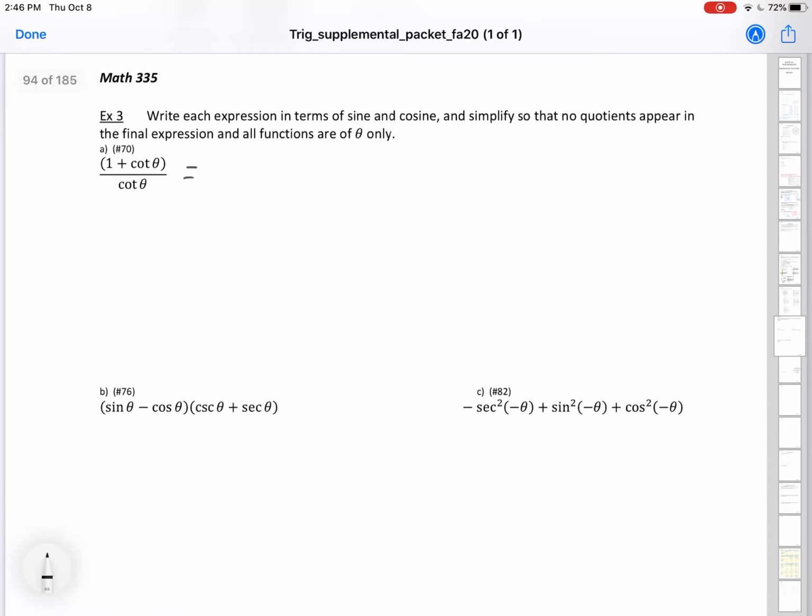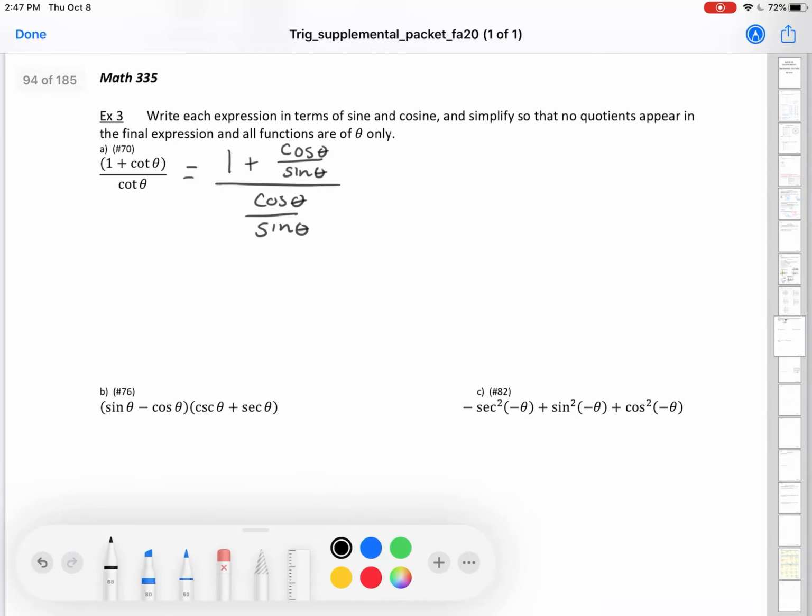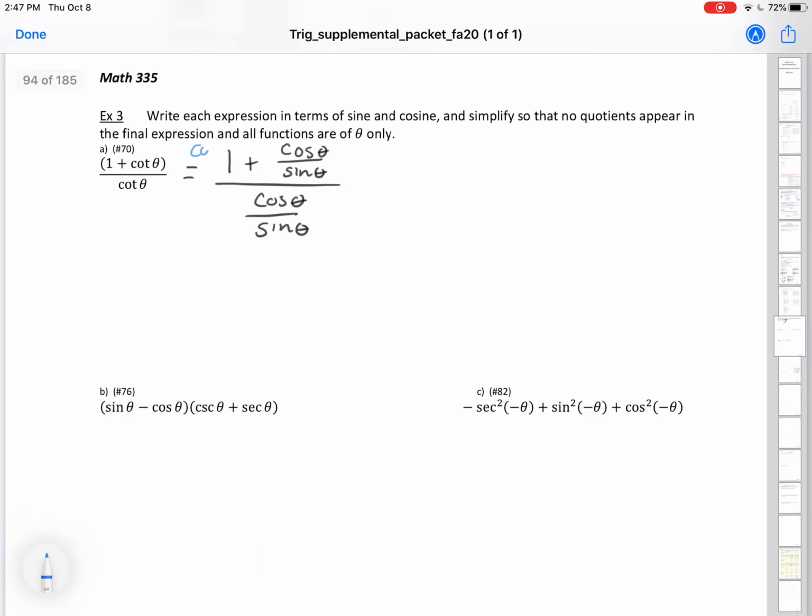We're going to take this and rewrite it like this. Cotangent, if you remember, is cosine theta over sine theta. And what you have is a complex fraction. We think back to our algebra days. How do we get rid of the complex fraction? We did it both in Algebra 1 and Algebra 2. We're going to multiply everything through by the common denominator, which isn't cosine, it's sine.